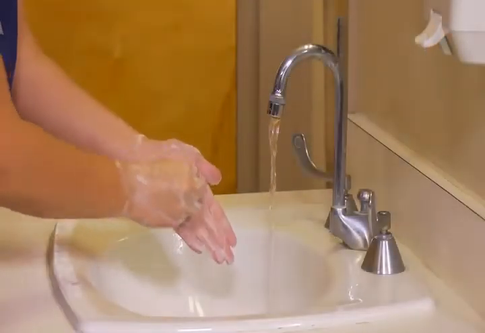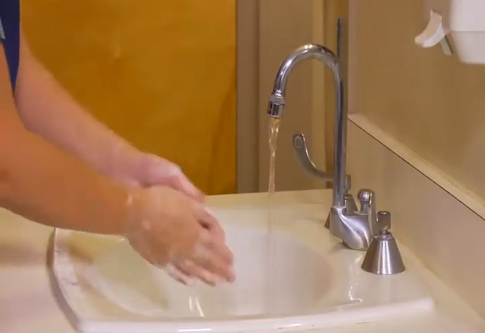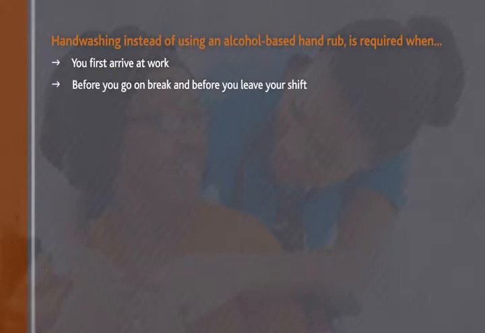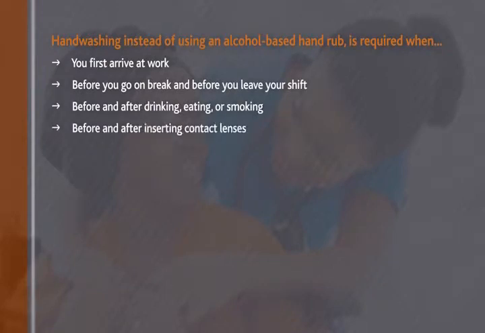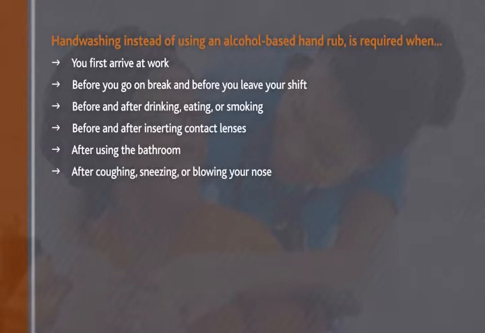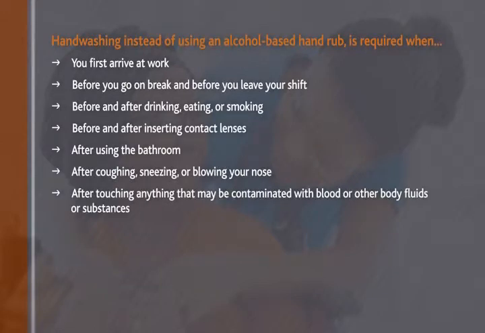In some instances, hand washing is the best method of hand hygiene. Hand washing, instead of using an alcohol-based hand rub, is required when you first arrive at work, before you go on break, and before you leave your shift. Before and after drinking, eating, or smoking. Before and after inserting contact lenses. After using the bathroom. After coughing, sneezing, or blowing your nose. After touching anything that may be contaminated with blood or other body fluids or substances.